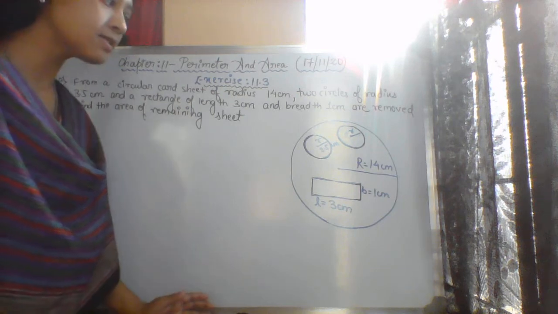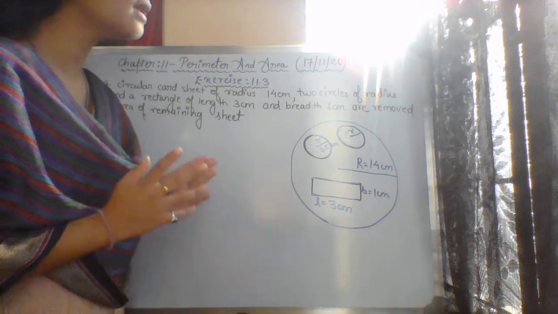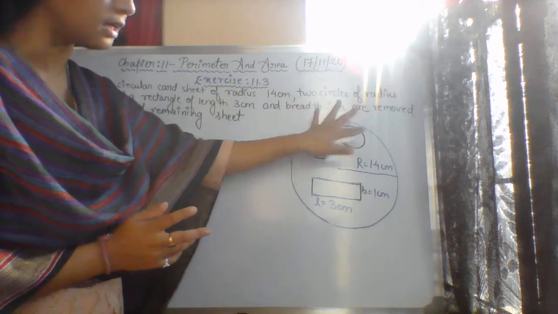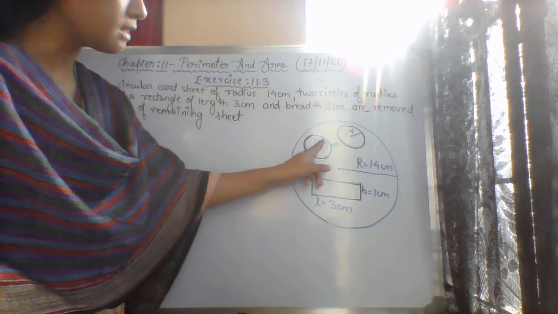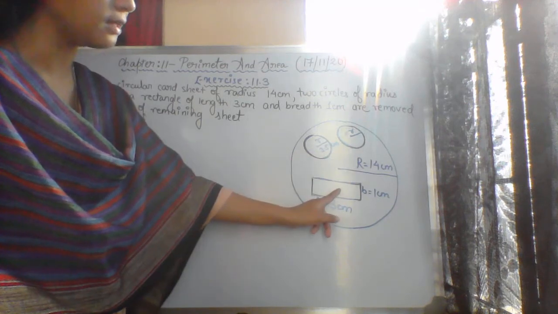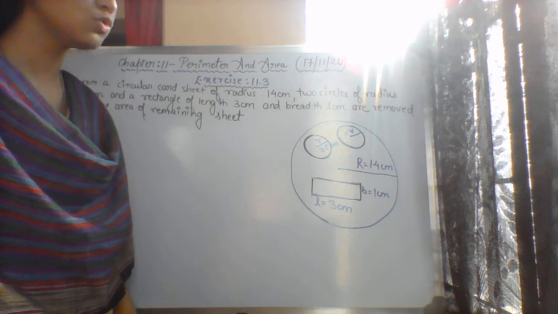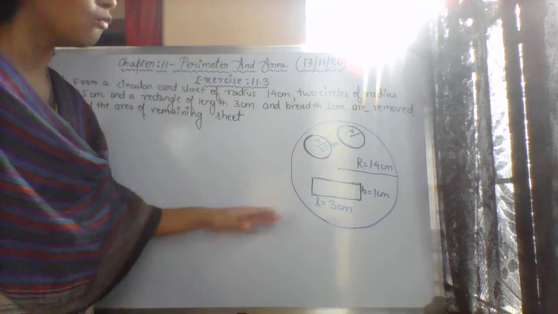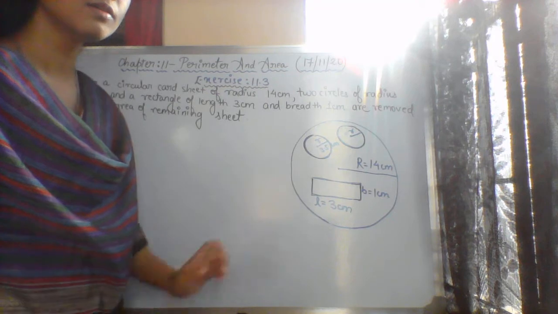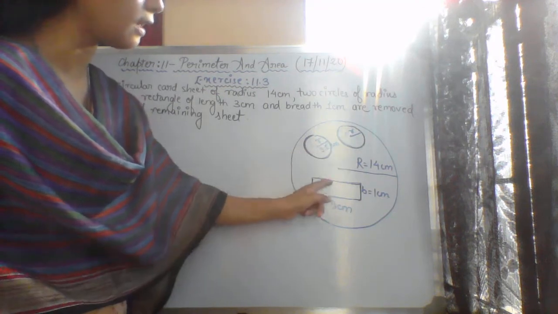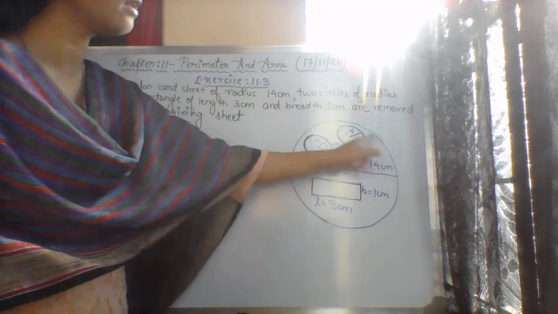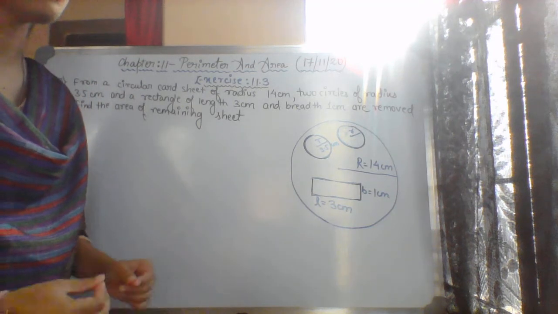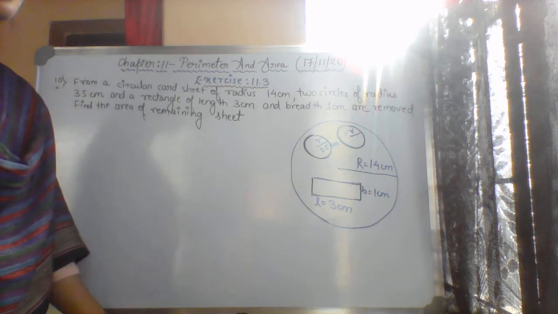So the concept is clear. How to get the remaining area? Total area of the bigger circle, minus the two circle areas, minus the rectangle area. After removing these three parts from the total area, we will get the remaining area, and that concept we will apply here.